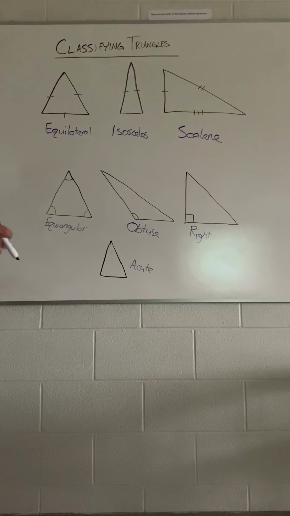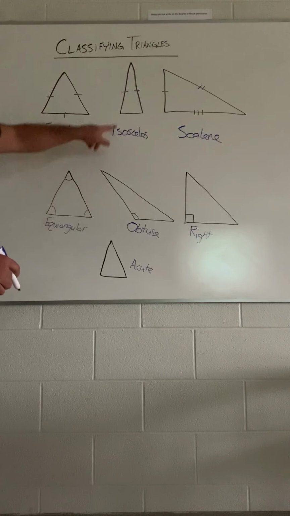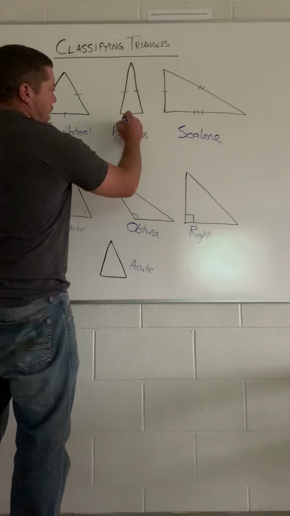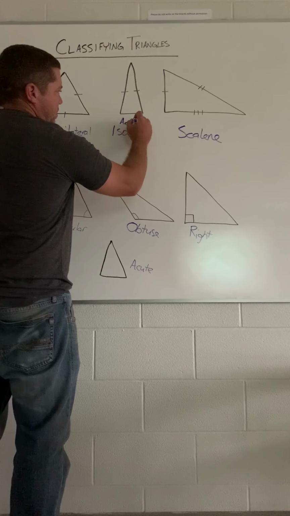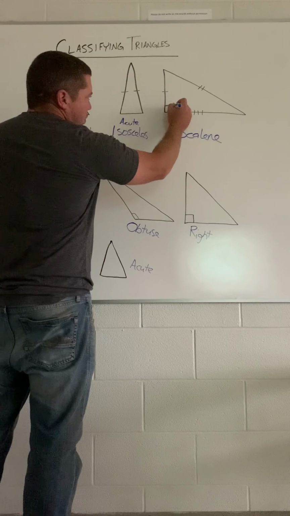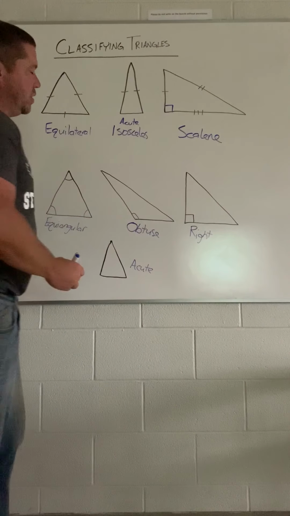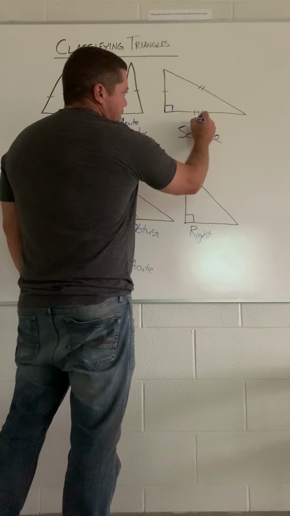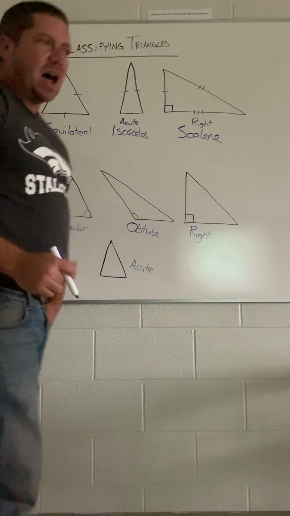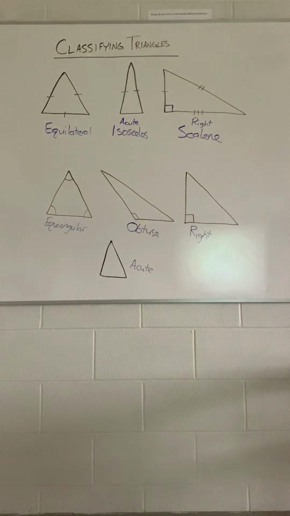angles. So when we go back even further and we want to classify by angles and sides, 3 acute angles, so that would be an acute isosceles. Okay, if this was a 90-degree angle, that would be a right scalene. So every single one of your triangles you can classify by a side and by an angle.